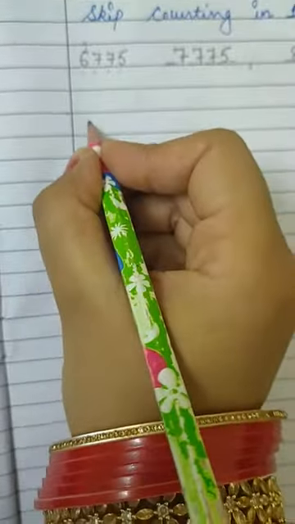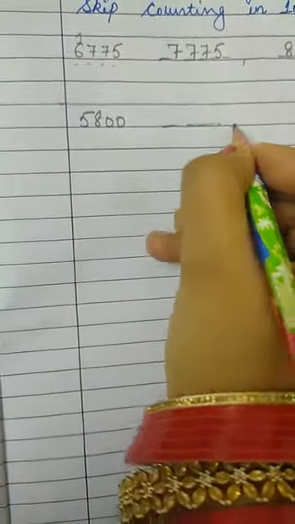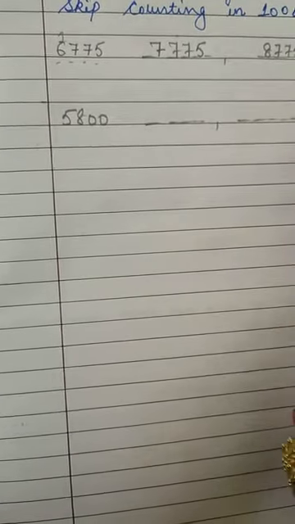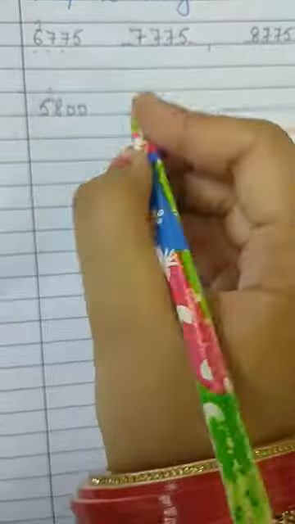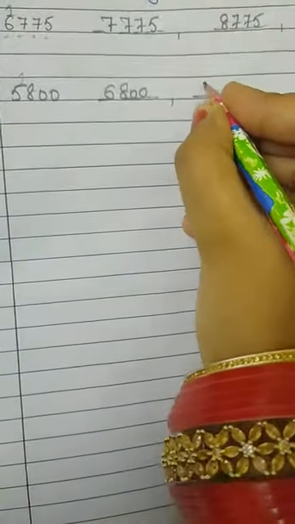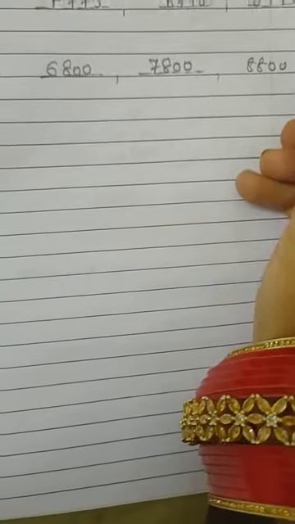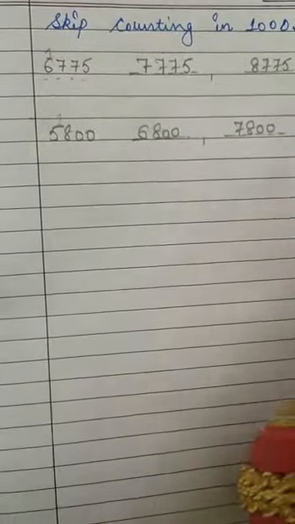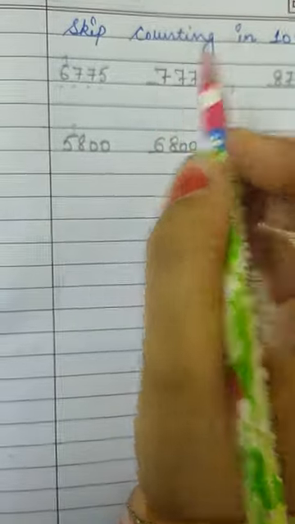Take another example. Let us take 5,800. Right? And we have to complete this. So just add 1 in the thousands place. What do you get? 6,800, then 7,800, then 8,800. So we have to remember one thing: skip counting in thousands is the easiest.